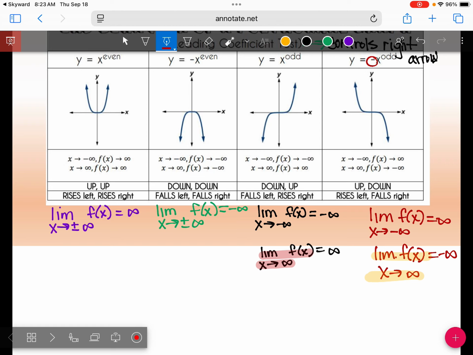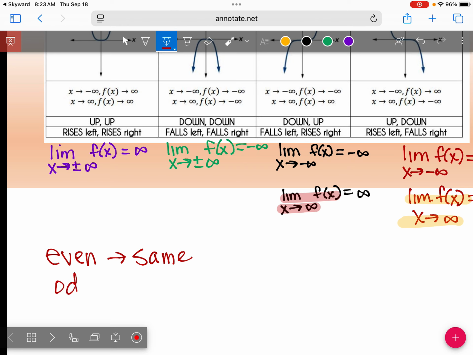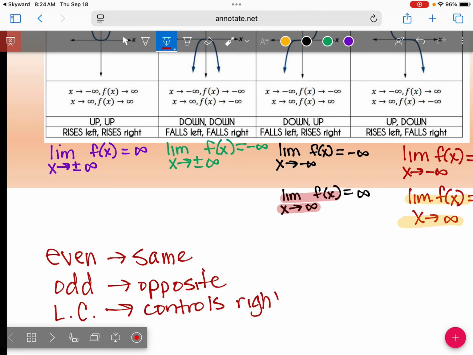So what I usually tell my students, in order to remember this, is there are really just things you have to remember. Even degrees go in the same direction. Odd degrees are opposite. And remember that the leading coefficient controls the right. That's it. Those three things, and then you should have the end behavior.